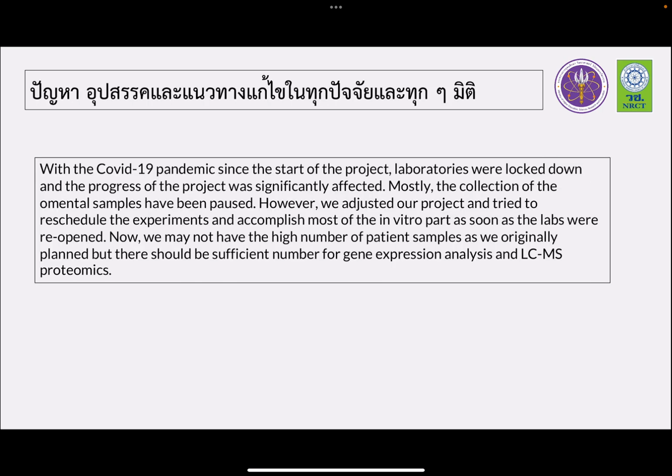So with the problems and obstacles, I think it's very similar to other projects within these past 2 years. We have the COVID-19 pandemic and the lockdown of the labs. However, we adjusted our project and tried to reschedule the experiments and finish most of the in vitro parts as best as we can. And hopefully we will still finish the project with the same output and outcome as proposed.